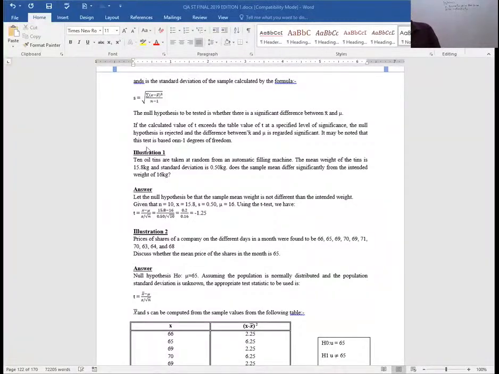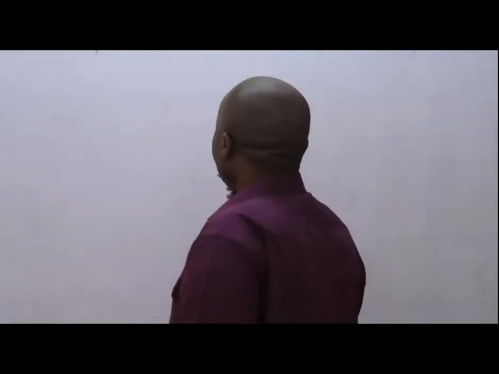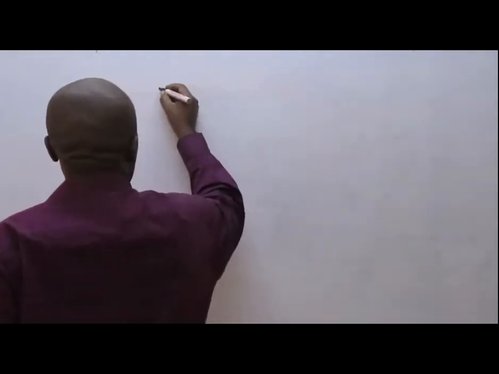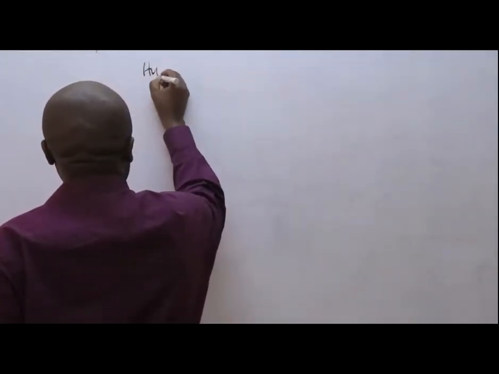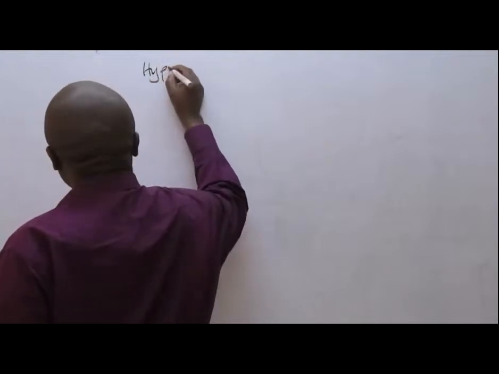Then how do we roll with this? This is quite an easy roll. So what we shall do, ladies and gentlemen, first of all, is to define the hypotheses. Let's define our hypotheses. We have two types of hypotheses here. So the first step is hypothesis definition.